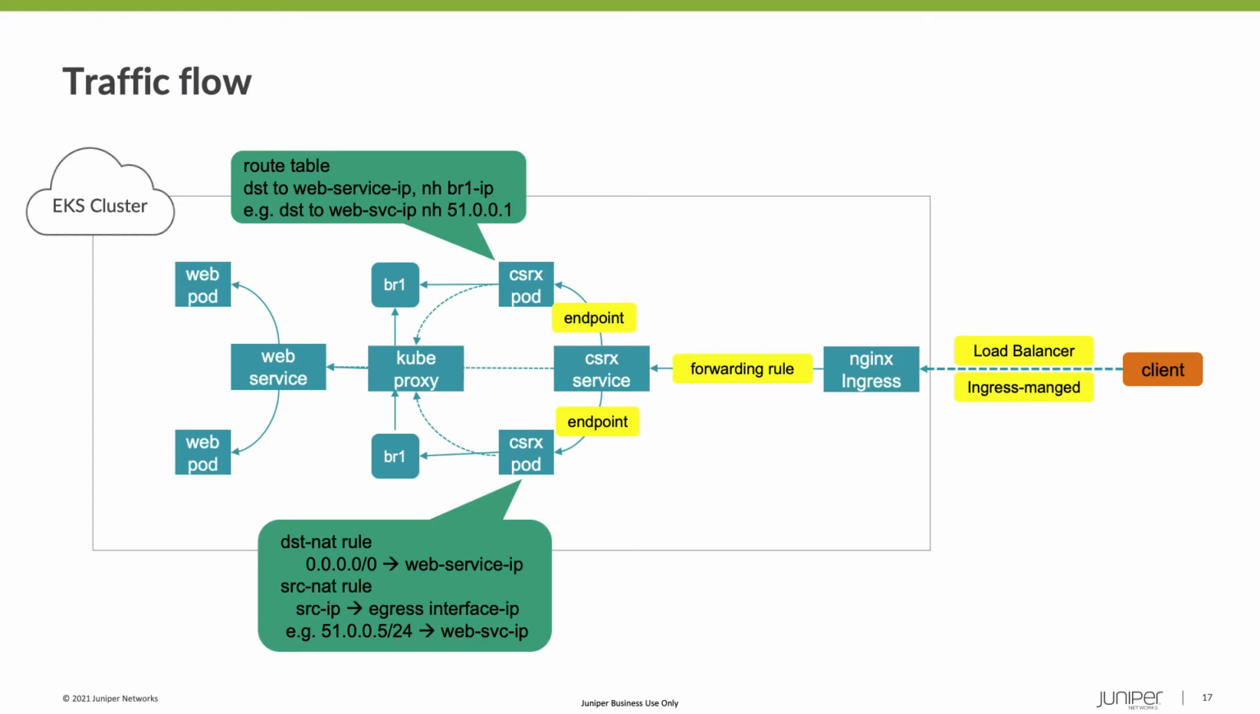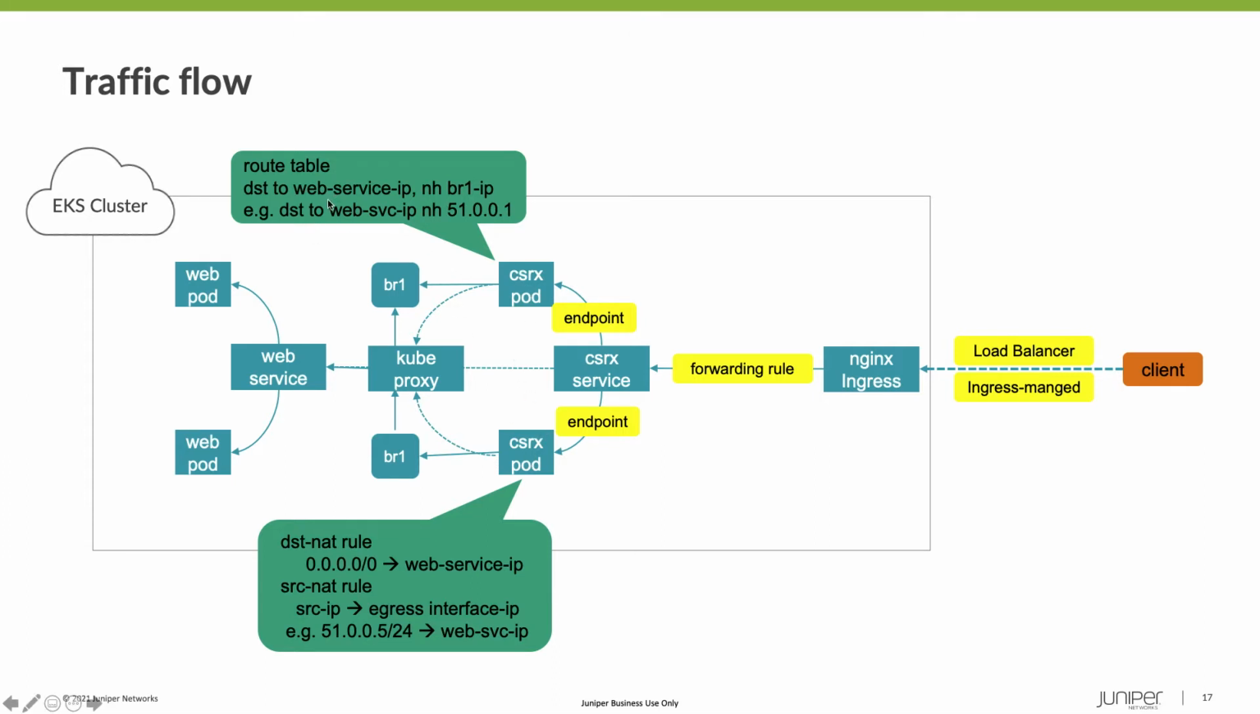Let's look at the traffic flow in a little more detail. The way this slide moves is from the right to the left. If you first look at the client, it accesses the Nginx Ingress, which is a load balancer managed by the Nginx Ingress Controller. It has a forwarding rule which forwards the traffic that it receives towards the cSRX service. The cSRX service has two endpoints which are deployed at the start using a replica set and a deployment construct in Kubernetes.